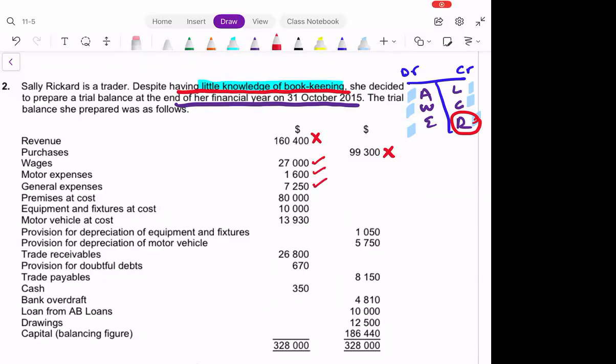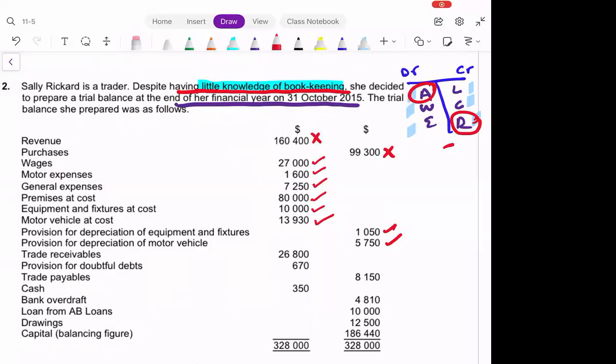Premises is an asset. Asset is supposed to be debit. Correct. Equipment, asset. Asset is supposed to be debit. Correct. Perfect answer. Motor vehicle is an asset. Asset will be in debit also. All this is correct. Okay. And then provision for depreciation. Provision for depreciation will reduce the asset. Asset minus means it will be the credit side. Both also correct.